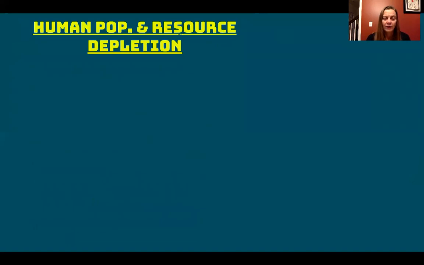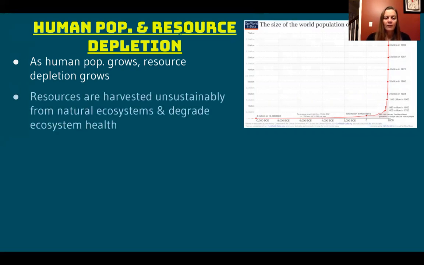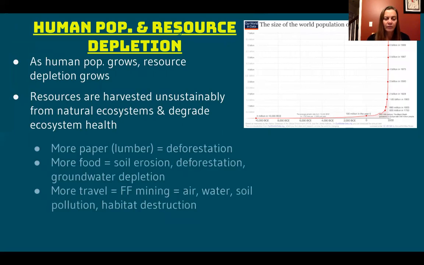Another impact on sustainability is human population size and therefore resource depletion. Because as our human population grows, we use more and more resources, so we deplete those resources. And we can see that there has been an explosion in the human population in the last 300 years. Especially as countries develop, resources tend to be harvested unsustainably from natural ecosystems, and that degrades the ecosystem health.